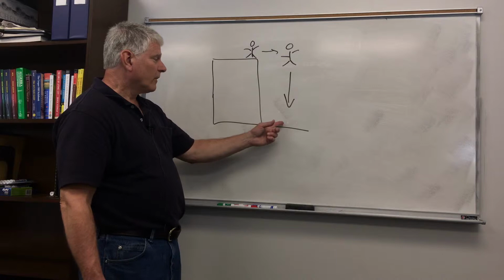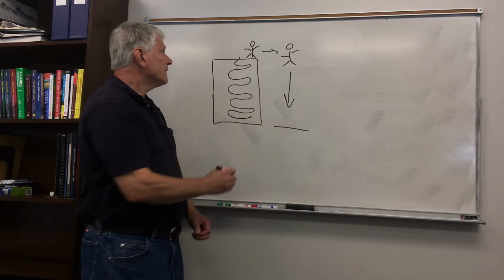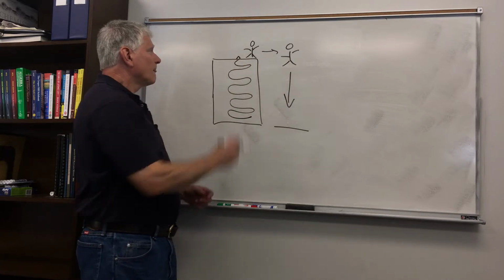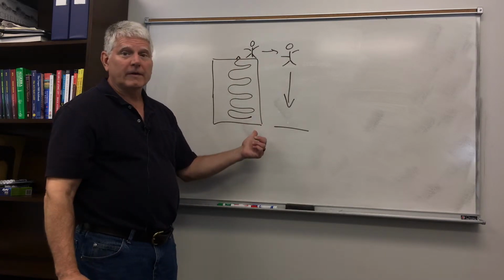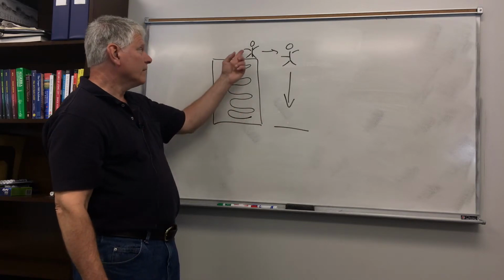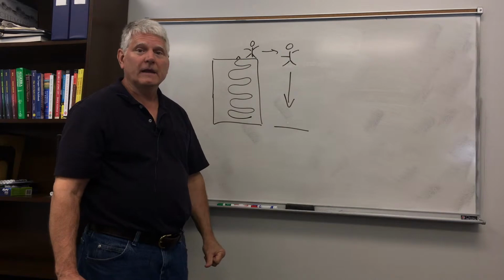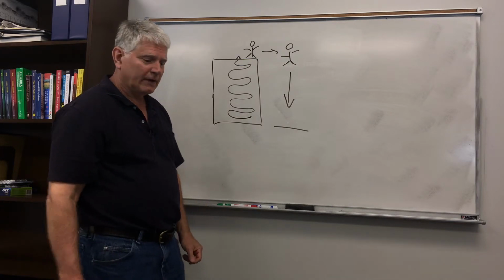So I can start on the ground and I can climb the stairs to get to the top of the building. That's a non-spontaneous process because I have to provide work in order to do it. But if I step off the roof, then spontaneously I'm going to fall to the ground.